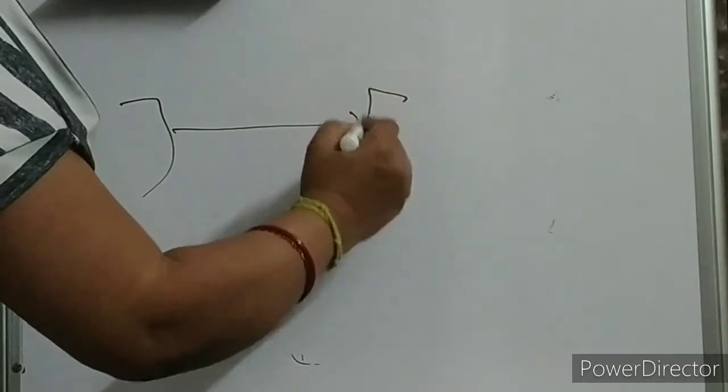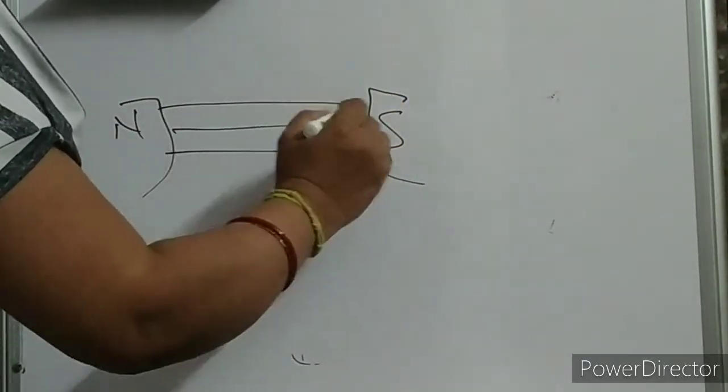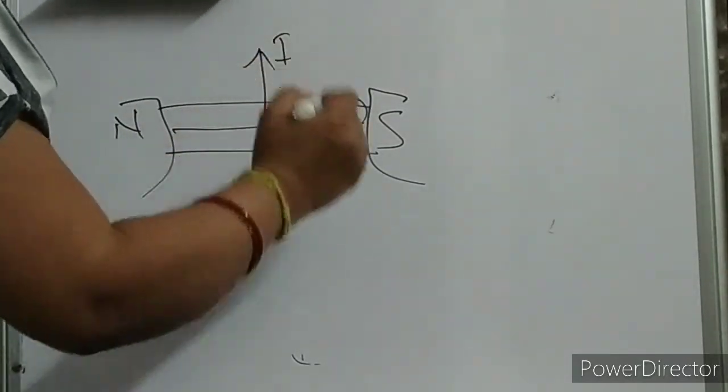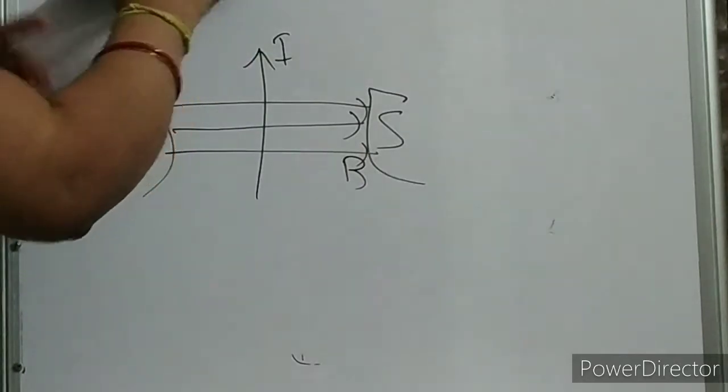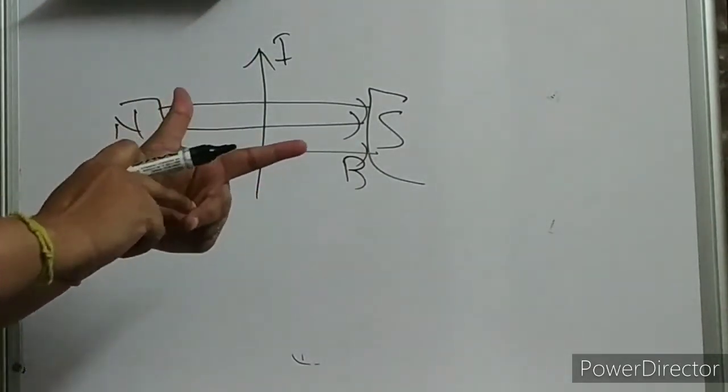So what is the direction? This is your north pole, this is your south pole, as we have just seen. This is the magnetic field direction and the current direction is this. Now what we will do, stretch your hand, all fingers perpendicular to each other.